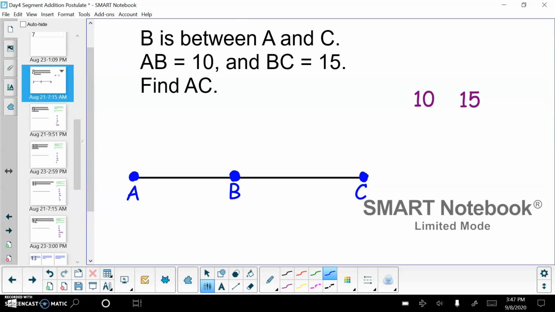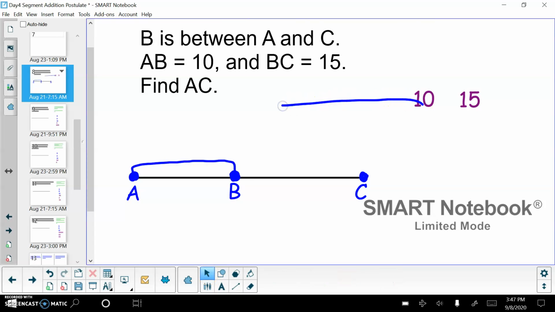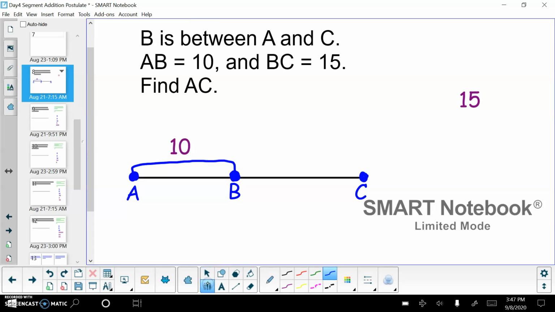Okay, and then I'm going to mark it so that I've got that distance is my 10 from A to B. And then my distance from B to C is 15.